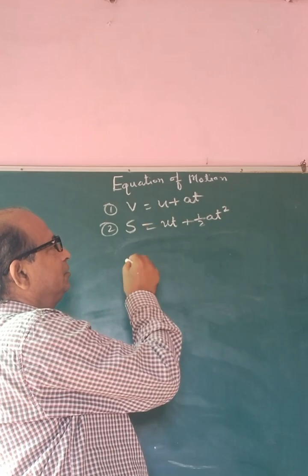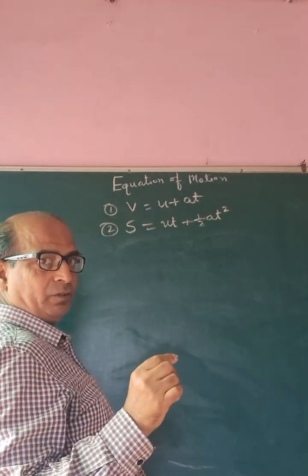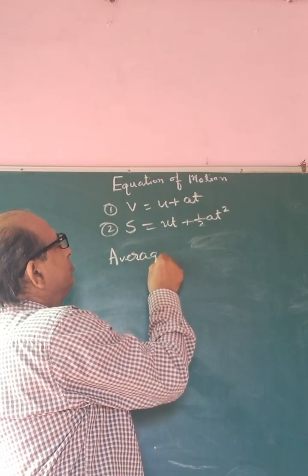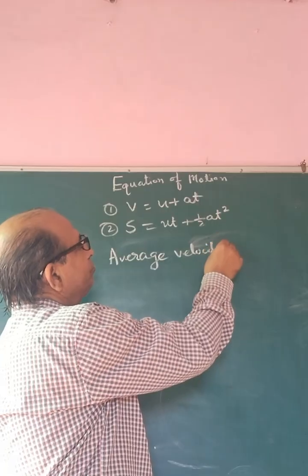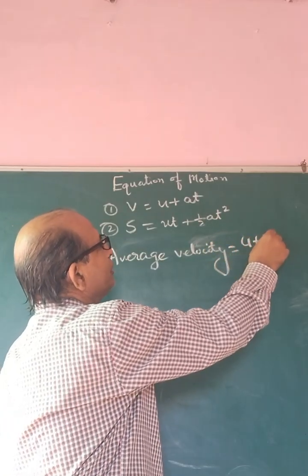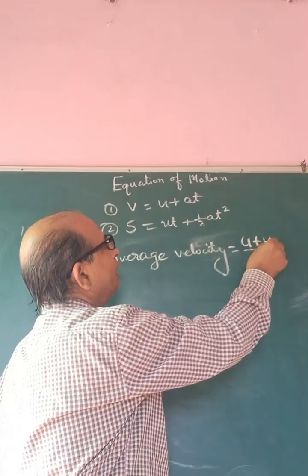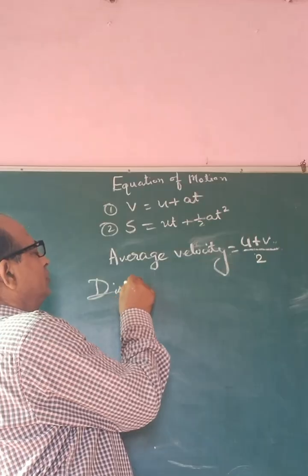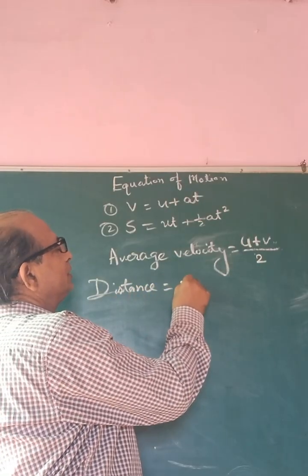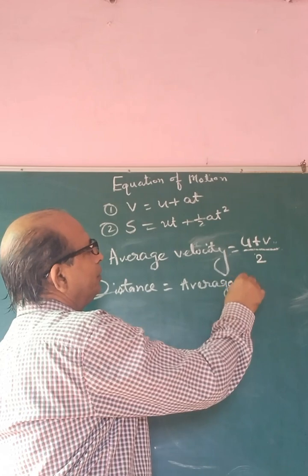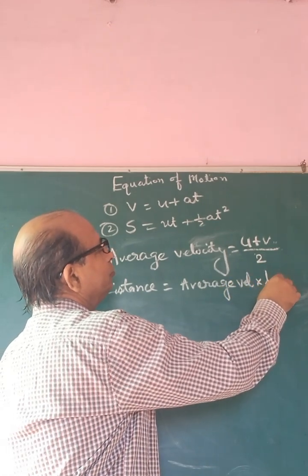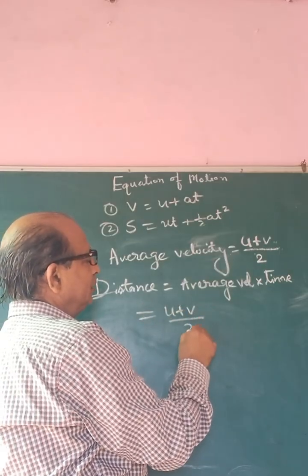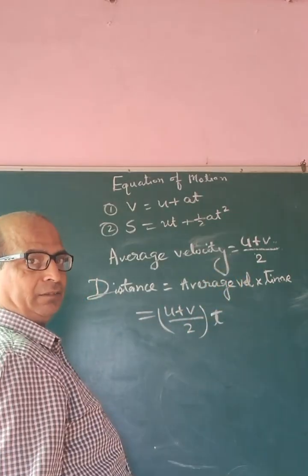Here the second equation. First we need to know what average velocity is. Average velocity is equal to initial velocity plus final velocity divided by 2. Here d means distance. Distance is equal to average velocity into time. So that is equal to u plus v divided by 2 into time.